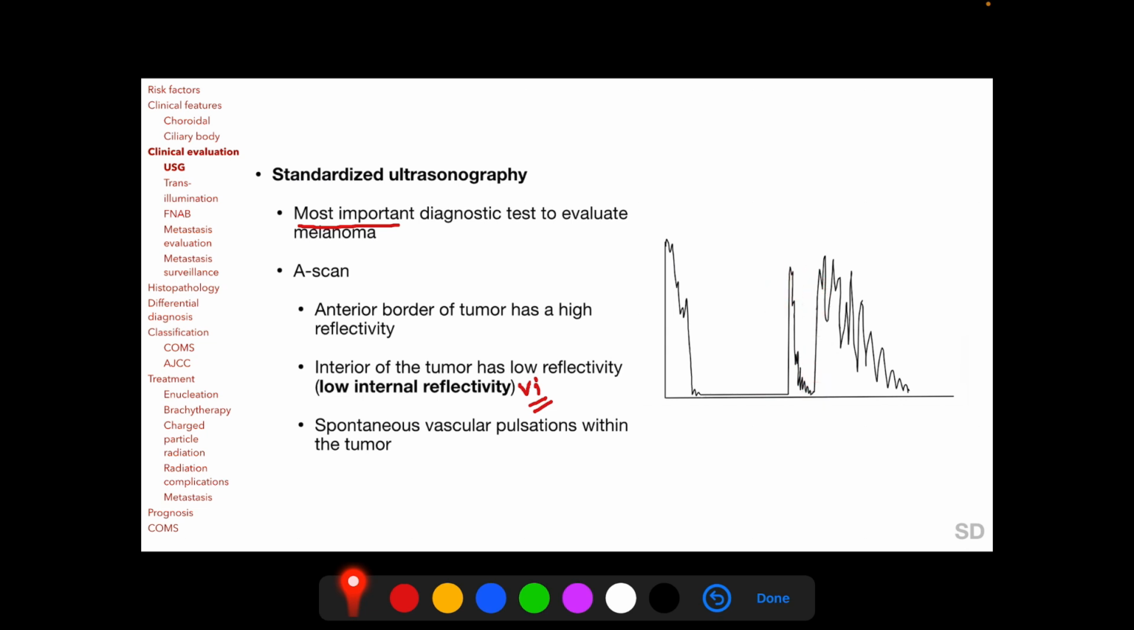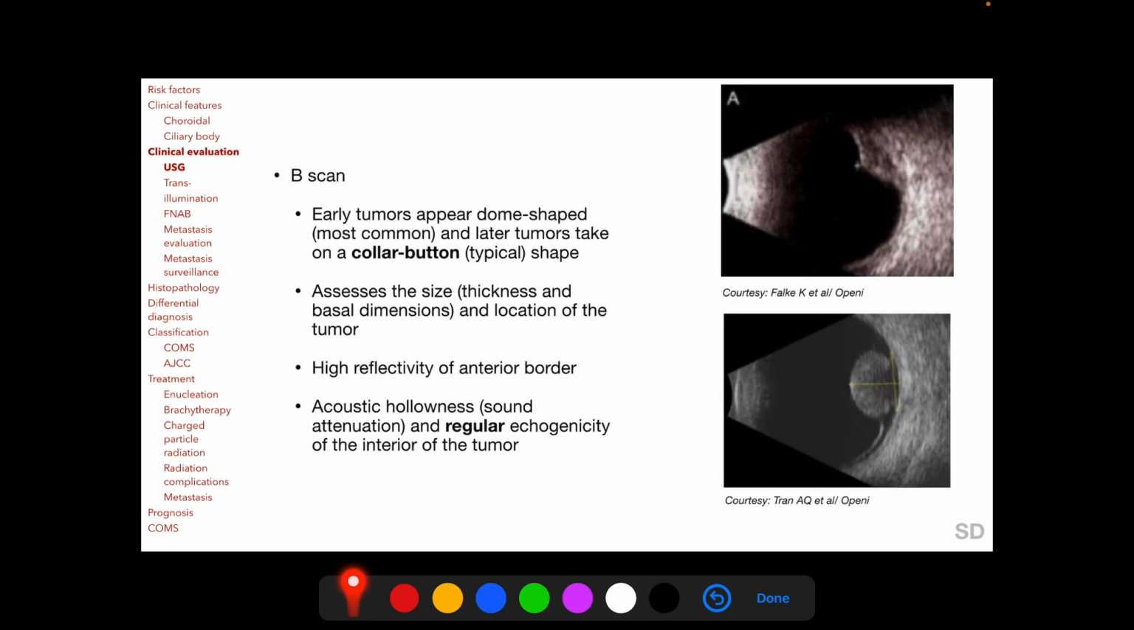So in this A scan, this portion of the tracing represents the melanoma and this spike represents the spike from the internal scleral surface. On B scan ultrasound, early choroidal melanomas appear dome-shaped, representing the dome-shaped growth pattern which we have discussed, and this is the most common appearance of choroidal melanomas on B scan ultrasound. Later tumors take on a collar button shape, representing the mushroom-shaped growth pattern, which, as we have discussed, is the most typical or characteristic of choroidal melanoma.